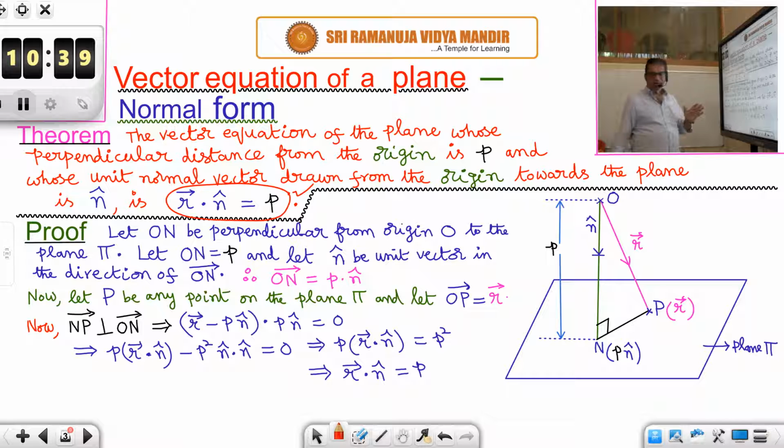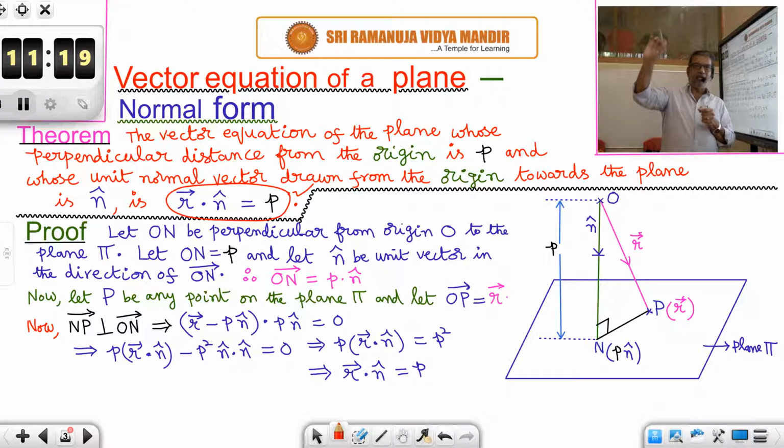In this, what is r bar? R bar is the position vector of any general point in the plane. R bar always stands for the position vector of any general point in a line or a plane, whichever equation we are deriving. Okay. So r bar here is the position vector of some general point in the plane. What is n cap? You should be very clear with that. Suppose there is a plane in space and from the origin you have dropped a perpendicular to the plane.